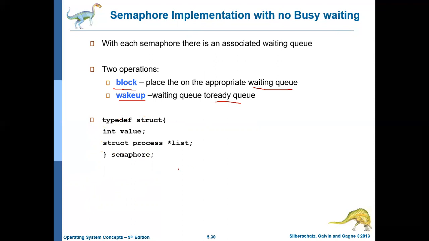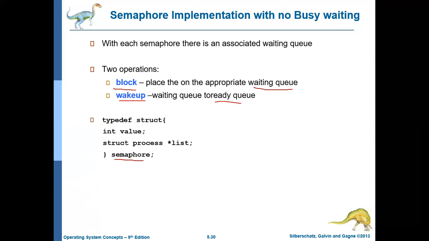So this will be actually implemented by using a linked list. Here we are defining a structure, and this structure contains two variables. One is a value of type integer, and the other one is a pointer to a particular process. This entire structure variable, we call it a semaphore.